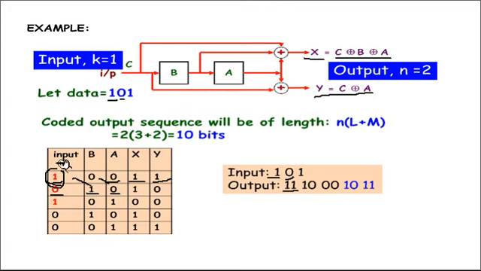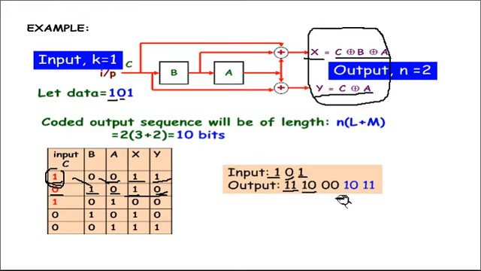Based on the values of CBA, we can get the values of x and y by following these expressions. This is how, when I add C, B and A, I will get x. So 0 XORed with 1 is 1, and 1 XORed with 0 is 1, so x will be 1. Similarly, when we add C and A, that gives y. So 0 XORed with 0 is 0. So that's why 1 0 will be x and y. So 1 0 will be the output bits corresponding to the input bit 0.